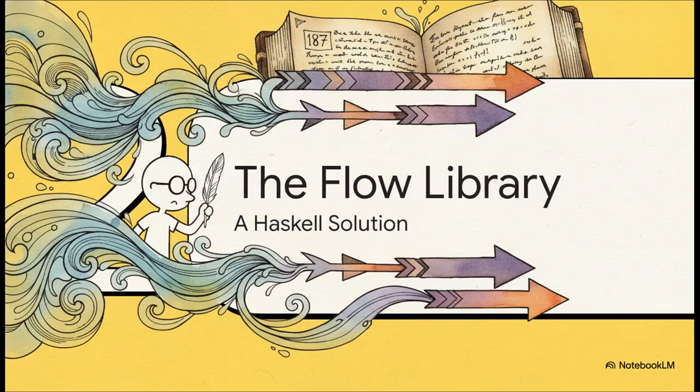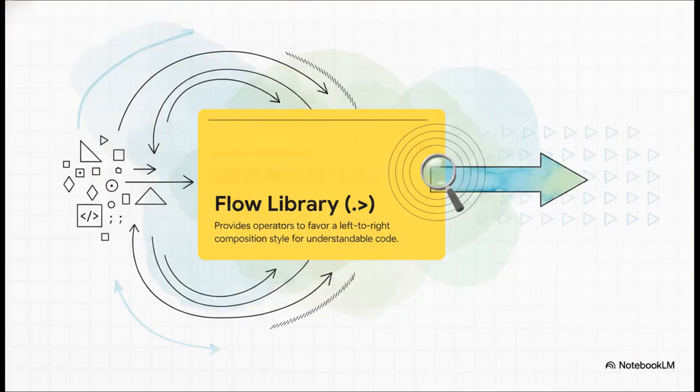Section 2. Enter the Flow library. Enter the Flow library, which is absolutely the hero of our story today. So while Ang was exploring how to write more readable Haskell code, they actually stumbled upon this gem in part 187 of their programming notes. Basically, Flow is a library that provides functions and operators specifically designed to favor a left-to-right composition style. It just makes the code so much more understandable. And the absolute star of the show here is the .> operator.